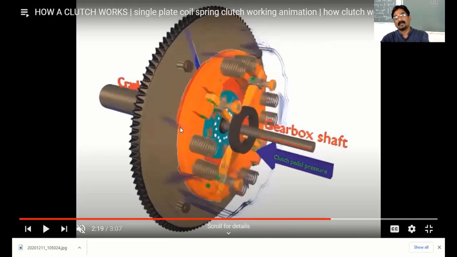That's why clearance is created between the clutch plate and flywheel. That's why the flywheel is not able to transmit the power to the rest of the section. The engine is disconnected from the transmission, or the transmission is disconnected from the engine. That's why the driver can easily operate the gears.